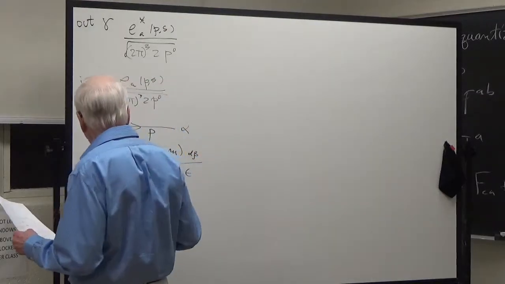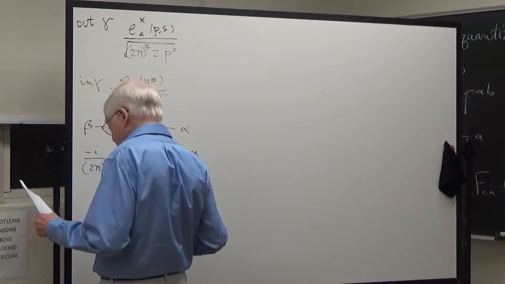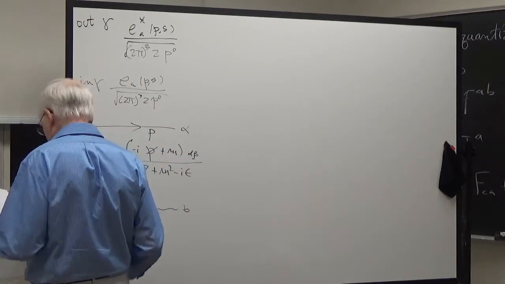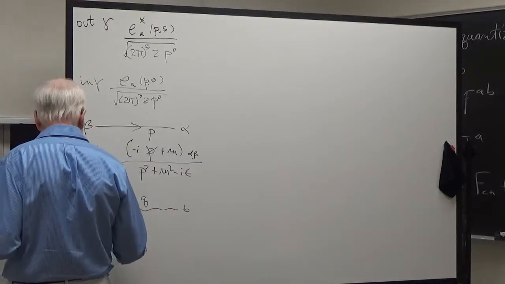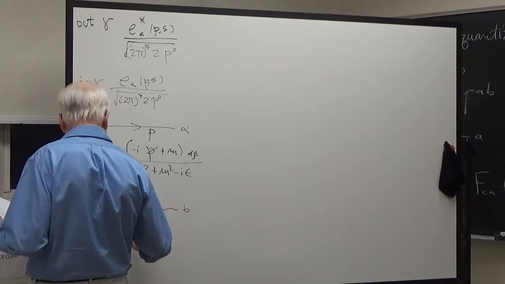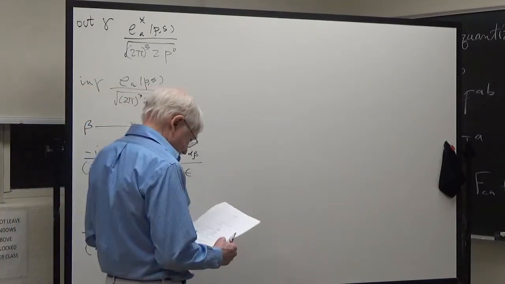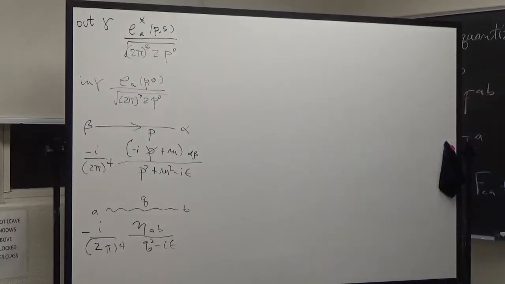For an internal photon line linking vertices A and B with momentum q, you get minus i over 2 pi to the 4th, delta AB over q squared minus i epsilon. And the rest of it is add up all the terms. Integrate over all momenta, sum over all indices, add up all terms, get the combinatorics and the minus signs right. So that's the whole nine yards.